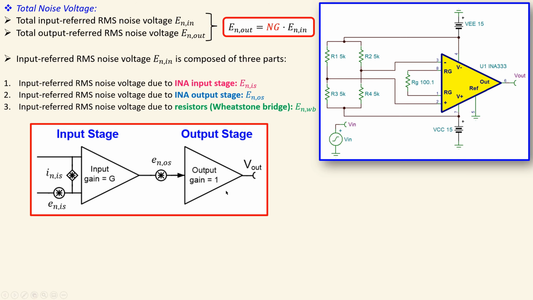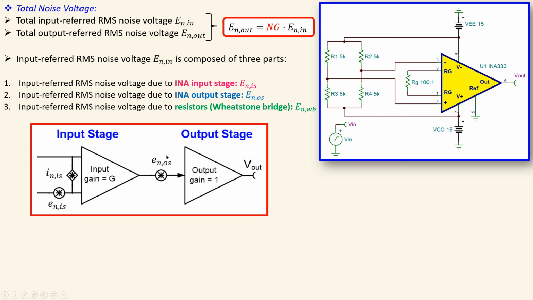But let's look at the model, which is a simplified model of this instrumentation amplifier. What you have is the input stage and the output stage. These are the two noise sources of the input stage: a noise current source and a noise voltage source. We can see that the input stage has a gain of G, which is what we have as 1000.